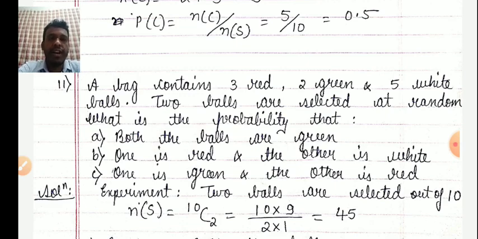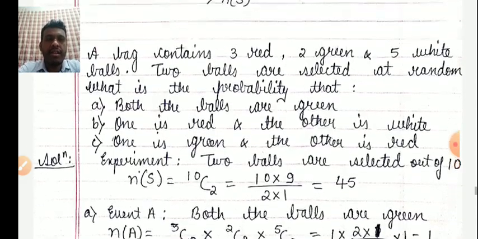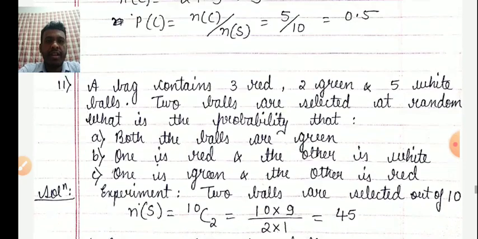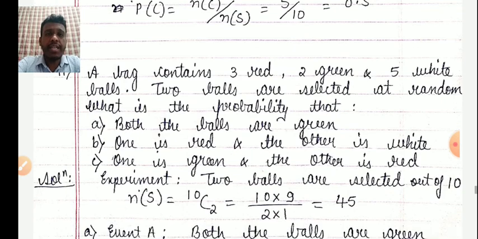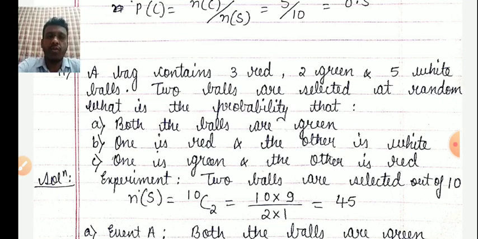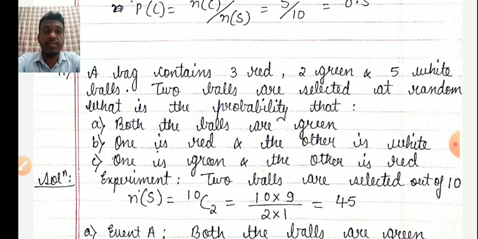So this is what we had seen in a previous problem. The first section we had done, but for the benefit of those who have not understood, I shall explain it once again. Now what is the experiment? The experiment is selection of 2 balls. So experiment, I am writing it as 2 balls are selected out of 10 balls which are there in the bag. You can write this in your own words.